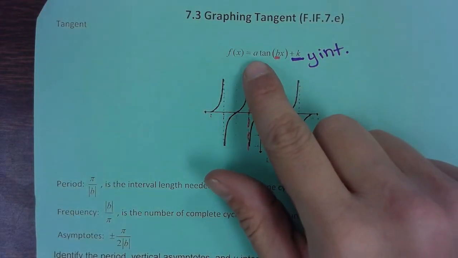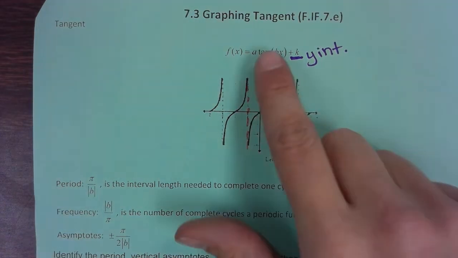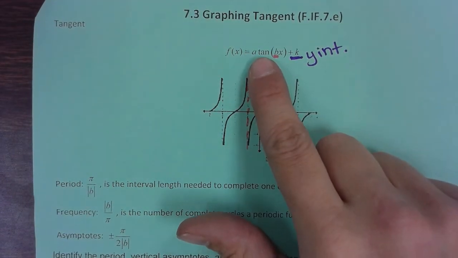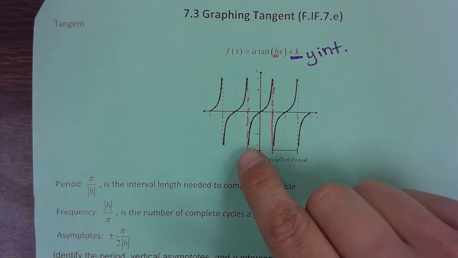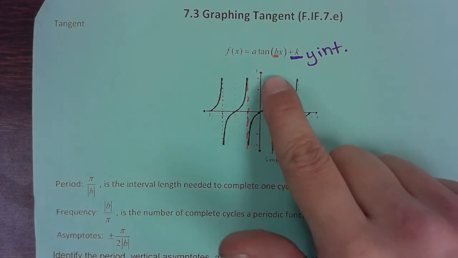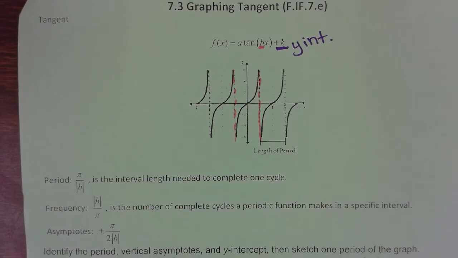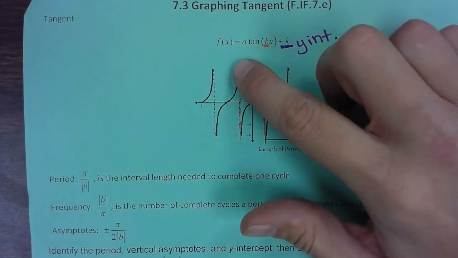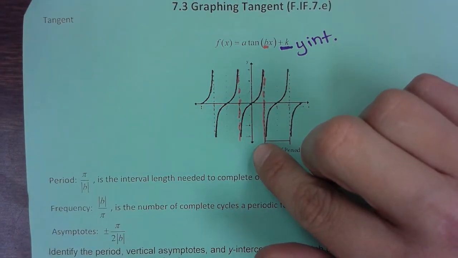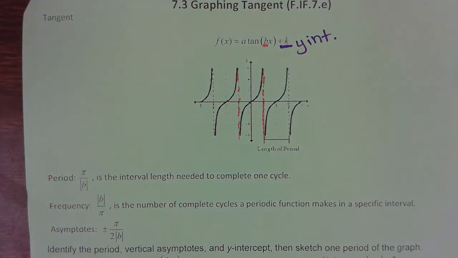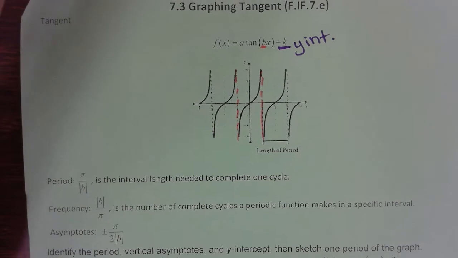And I will talk about negative and positive really quickly. When we have a positive tangent function, we are going to start from below and go up. And our negative will start at the top and go down. Okay, and we have examples of both down below.